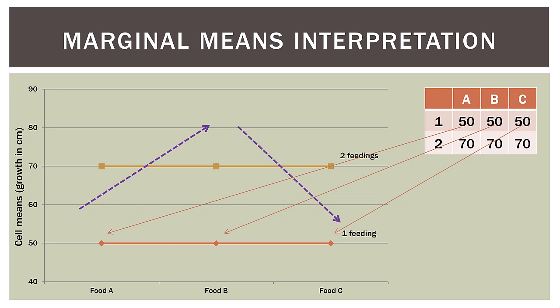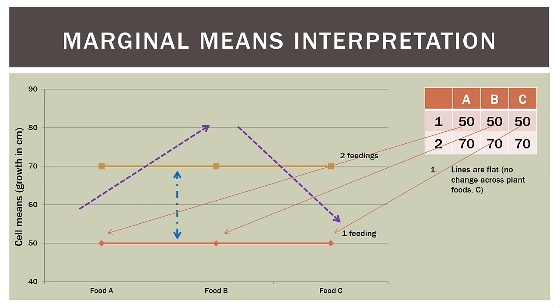Are they not flat, basically? Well, the lines are flat. So it seems that there's no change across the different plant foods. So those are our columns. There's no change across plant foods because the lines are flat.